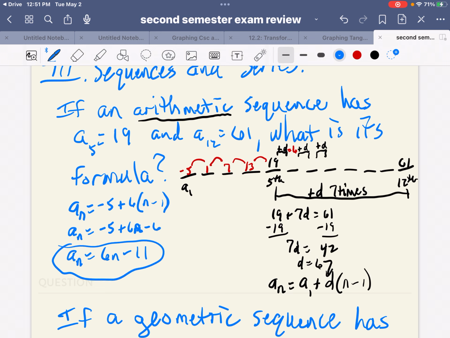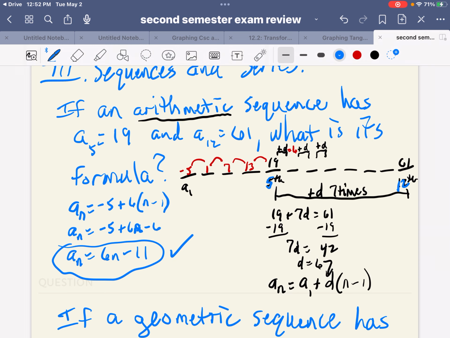Now, if you don't think you're right or you want to find out if you're right, you should be able to plug in 5 and get 19. 6 times 5 is 30 minus 11 is 19. You should be able to plug in 12 and get 61. 6 times 12 is 72, minus 11 is 61. So I feel very confident that I found the right formula.